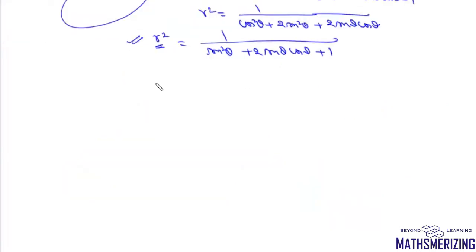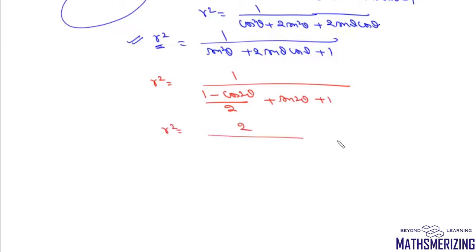So what I'll do is I'll write this equation as r square equals 1 upon. Now I can write sin square theta as (1 minus cos 2 theta) upon 2, and this 2 sin theta cos theta is simply sin 2 theta, and then plus 1. So we'll write r square as 2 upon 3 plus 2 sin 2 theta minus cos 2 theta. Now if we look at this expression, 2 sin 2 theta minus cos 2 theta, it is of the form a cos theta plus b sin theta.